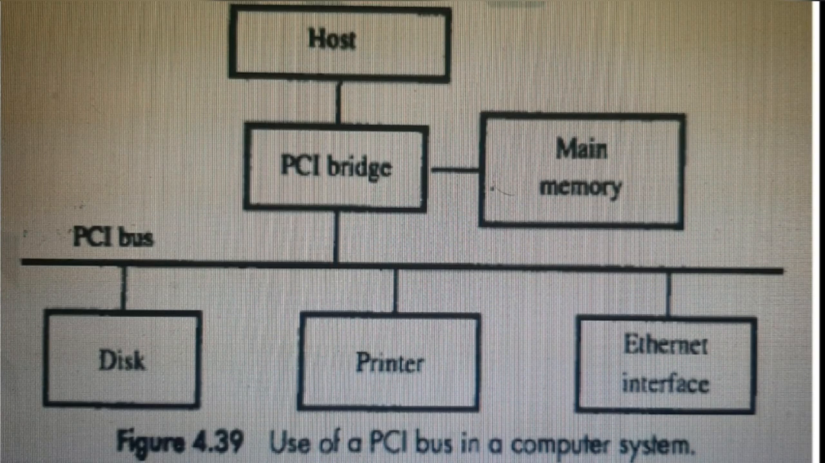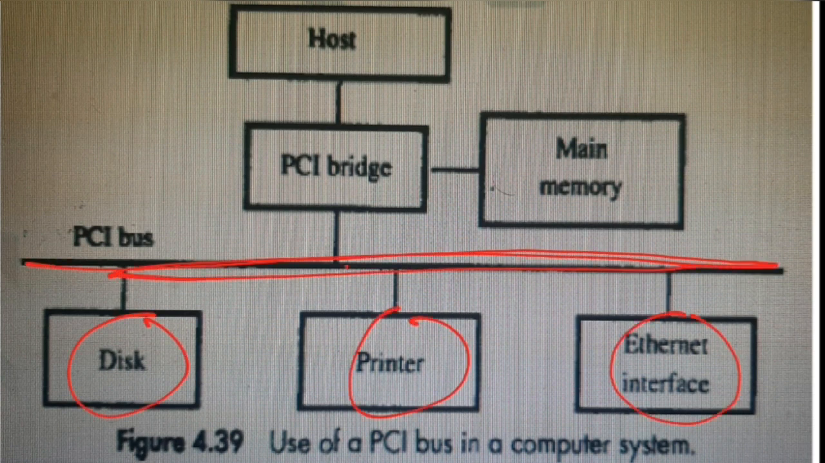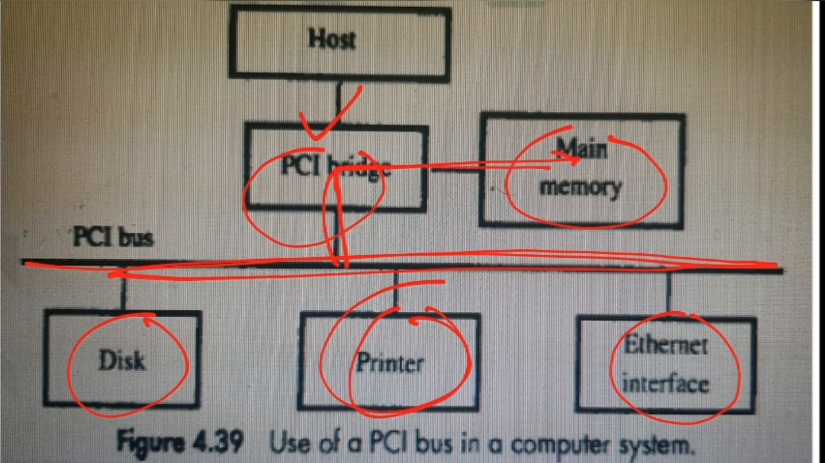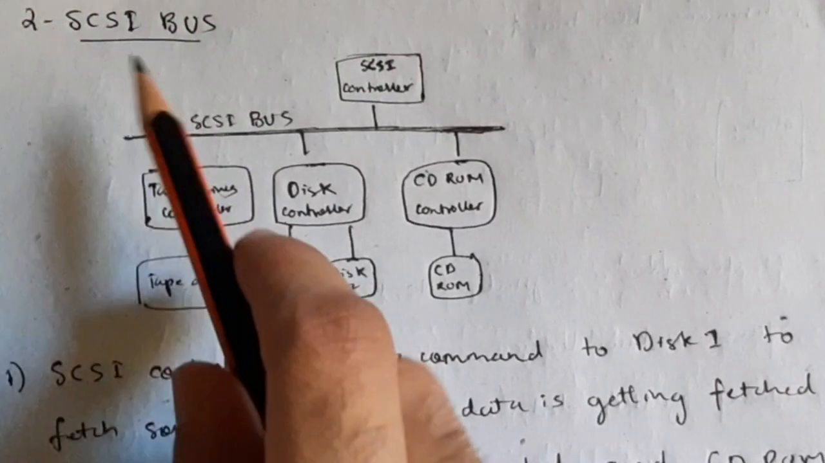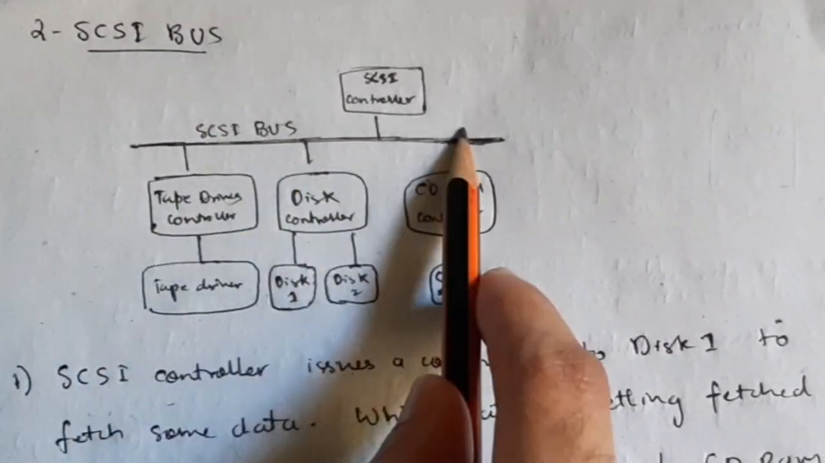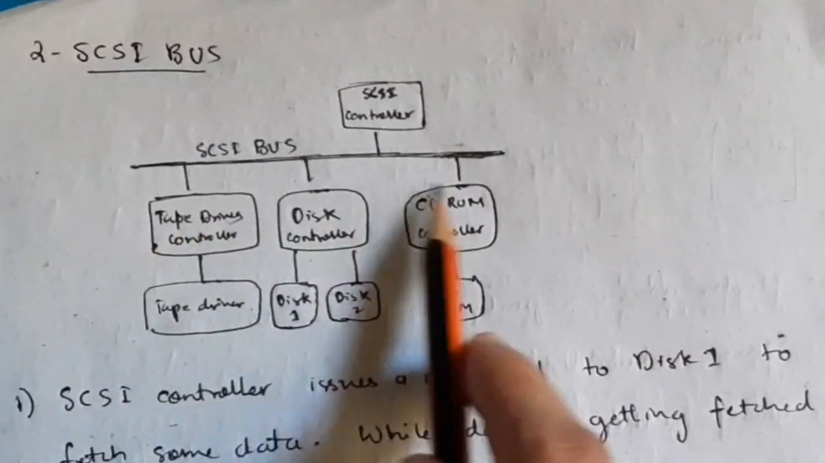Now see how it looks. It looks like this. These are the devices connected to the PCI bus, and this bus is connected to the main memory, so that it helps in the controlling. PCI bridge will control which device should put the data in the main memory at a particular time. Okay, SCSI bus is the same as PCI bus. It will have the same bus here and the controller here, and all the devices will be connected.